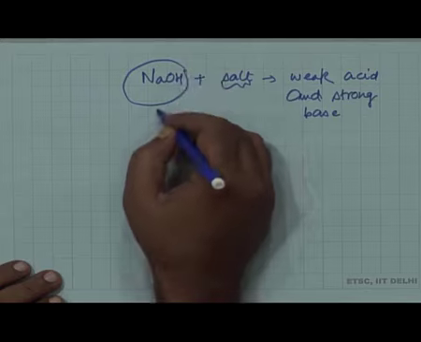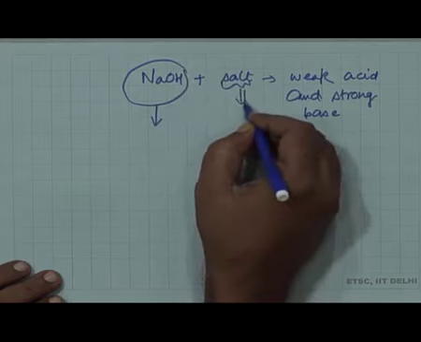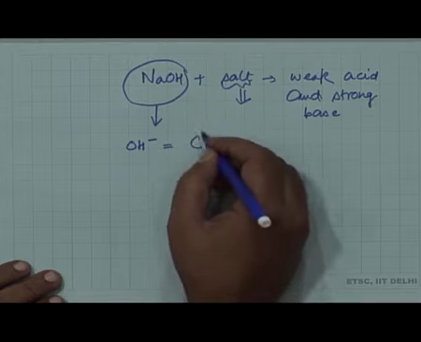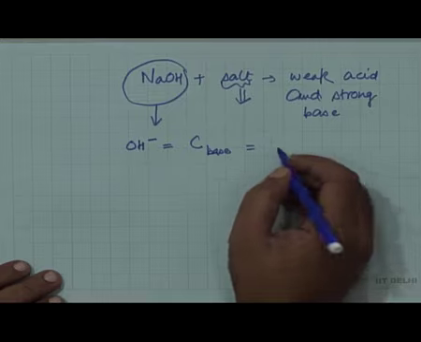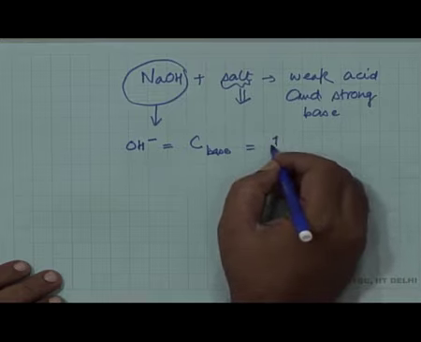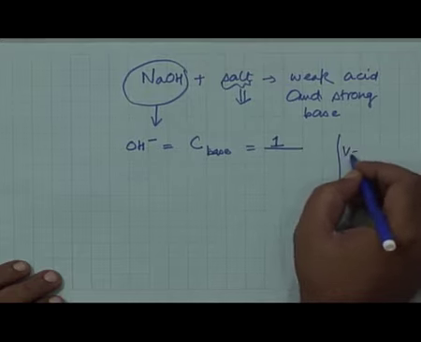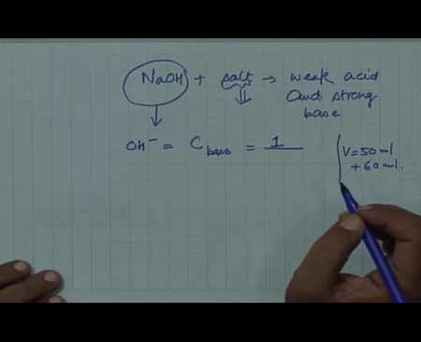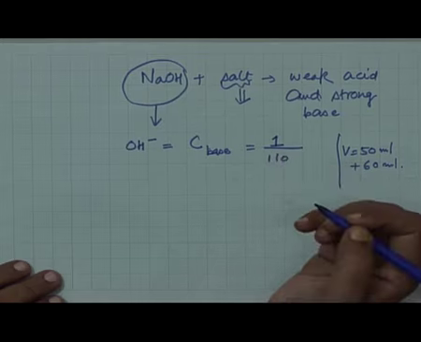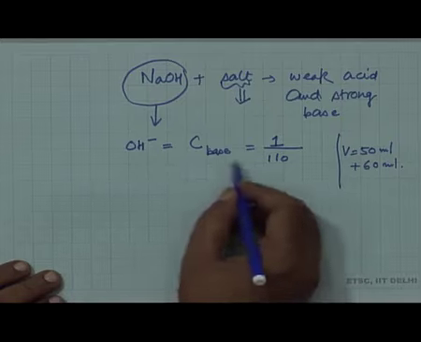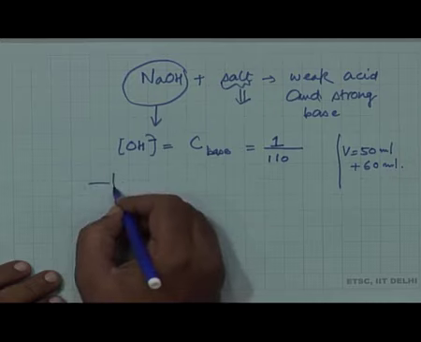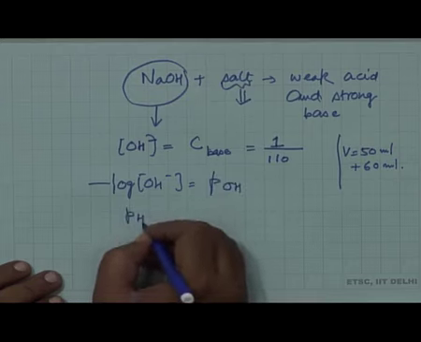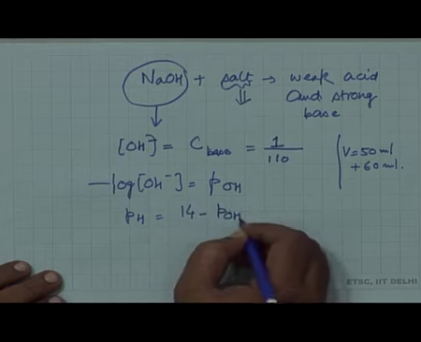But since there is NaOH and this completely dissociates, here hydrolysis is not complete, and so almost all OH minus ion will come from this base, and this is nothing but your 1 millimole. We know that 1 millimole is left, and your volume is 50 ml of acetic acid plus 60 ml of NaOH. So, 110. Once we know the OH minus ion concentration, we can simply calculate minus log OH minus, which is pOH, and pH can be calculated from pOH as 14 minus pOH.